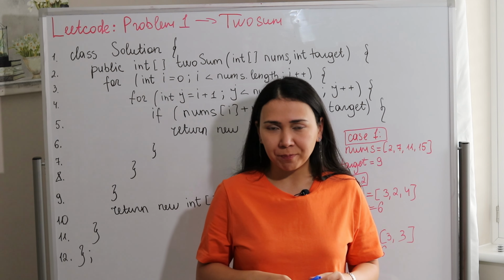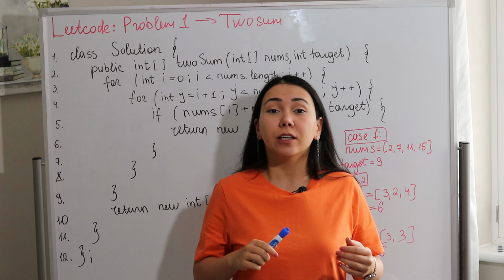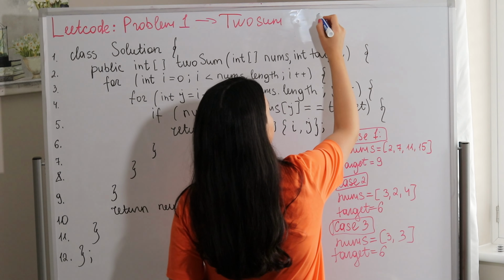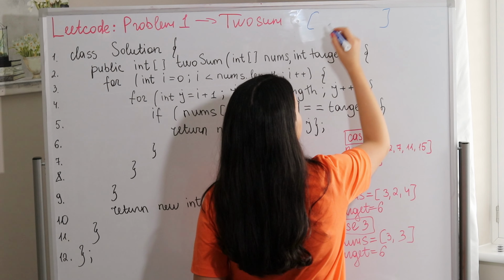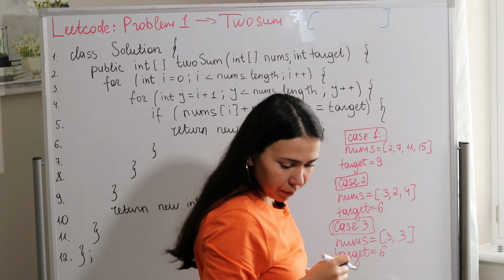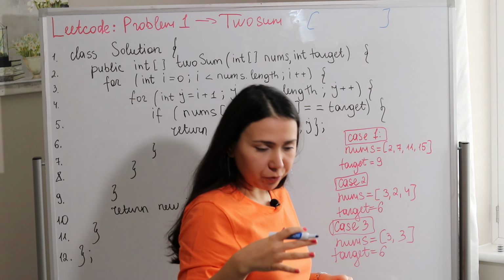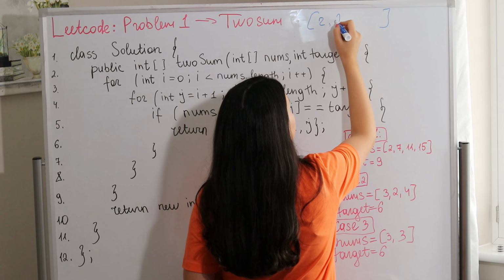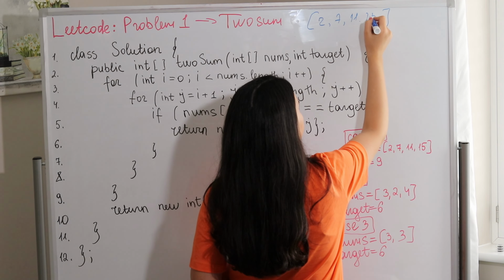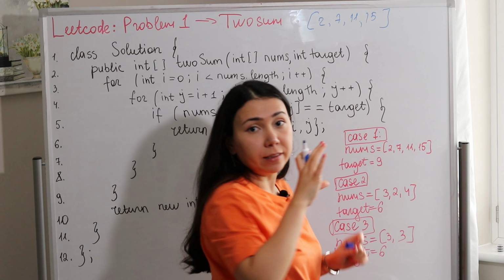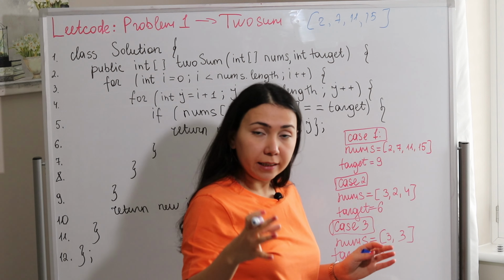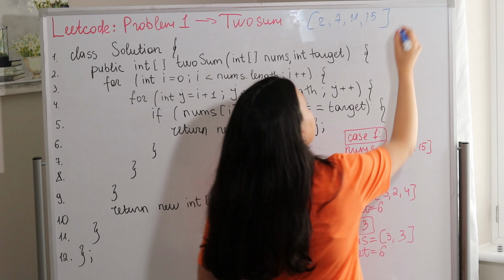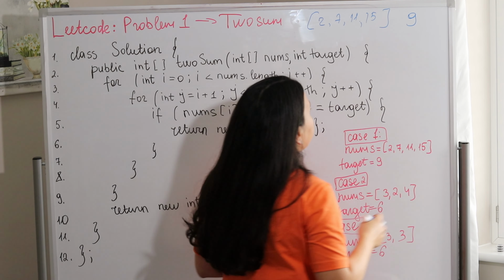LeetCode Problem 1, shortly referred to as Two Sum. In this problem, LeetCode provides us with a one-dimensional array of numbers. I'm taking the case from the problem itself: 2, 7, 11, 15. It gives us an array of numbers, right? And then it gives us an integer called target, and it asks us to do the following.